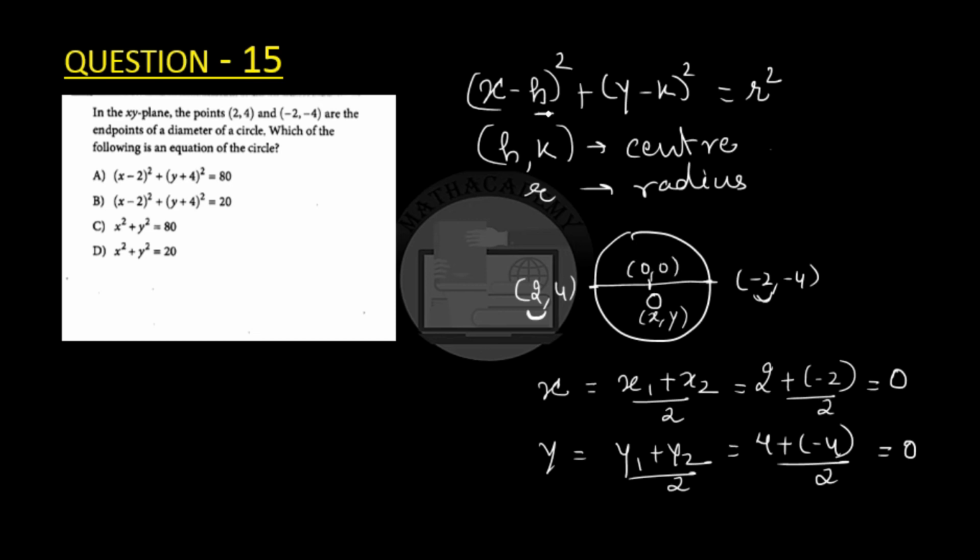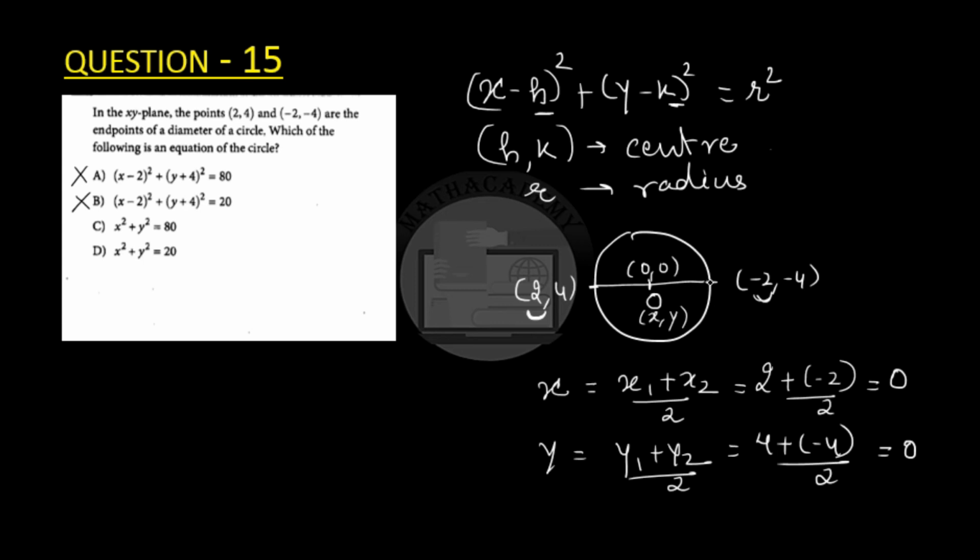So h is 0, k is 0. So surely my equation should have x square plus y square only. So we have to rule out the choices. So this can't be my answer. This can't be my answer. We are left with these two choices. Now we need to know what is the radius.